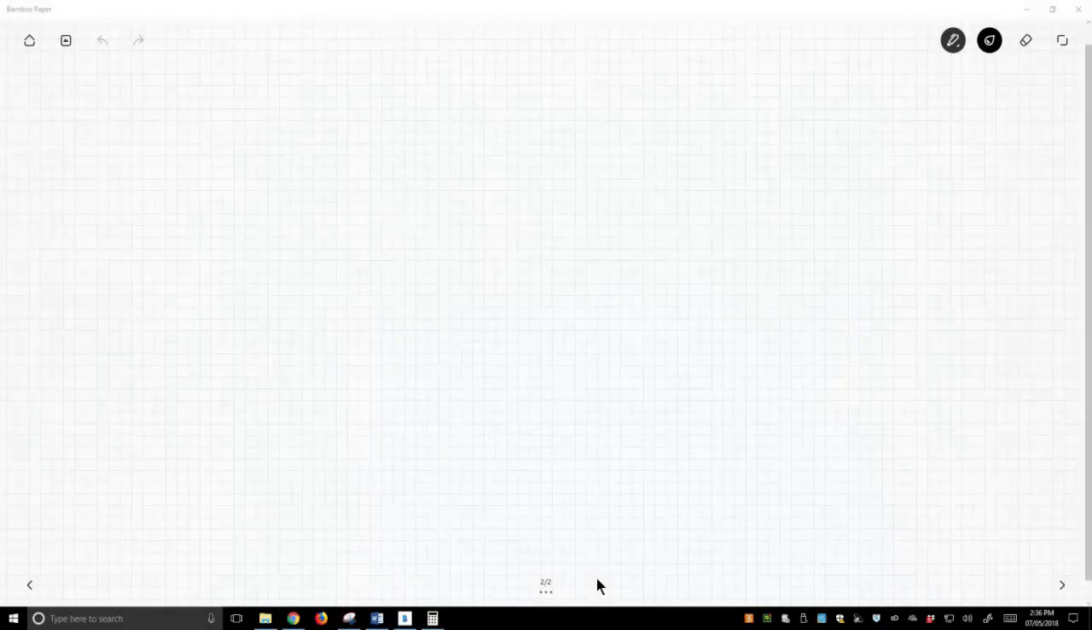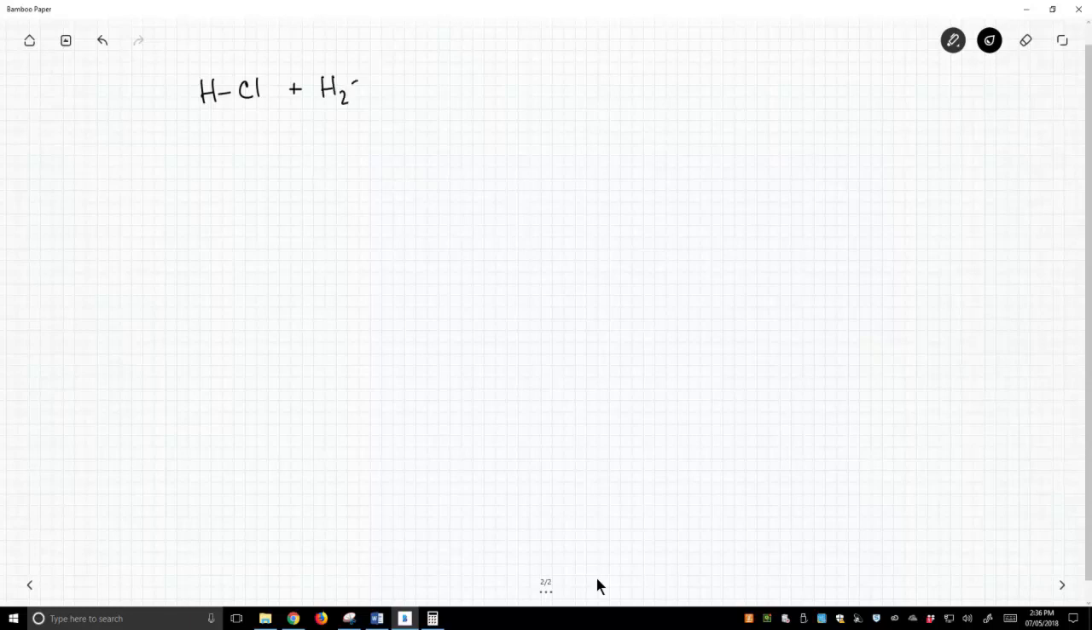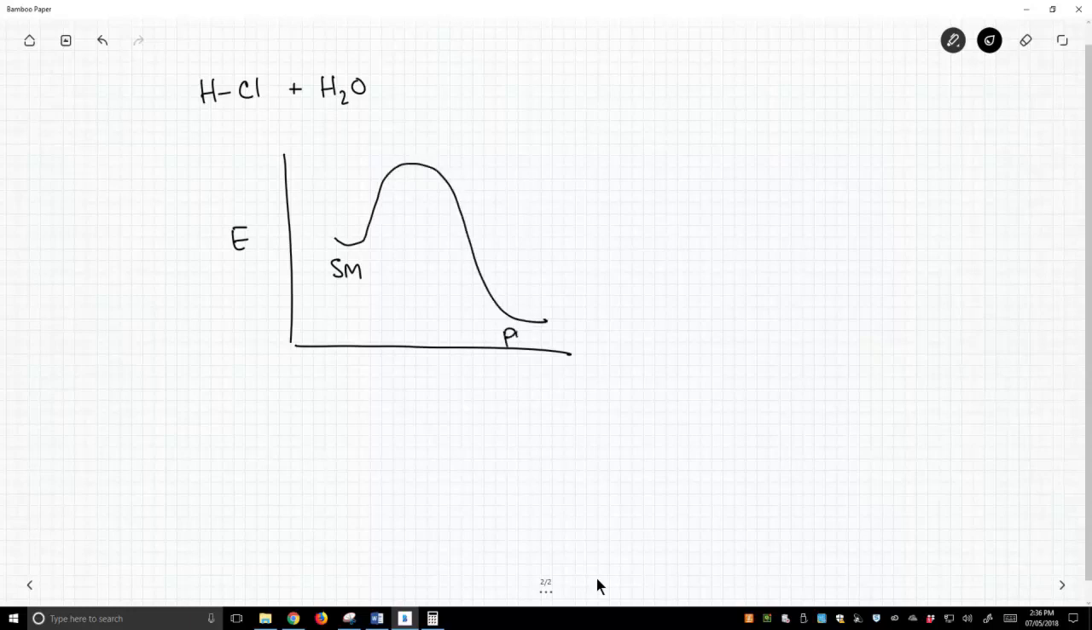Let's look again at our reaction: HCl plus H2O. We already showed this energy diagram. We said the starting materials are going to be up here in energy, and somehow they're going to go through a process. This is going to be downhill, and we can actually feel that it's downhill. It's the extent of the reaction, because if you mix HCl and water, it gets hot.